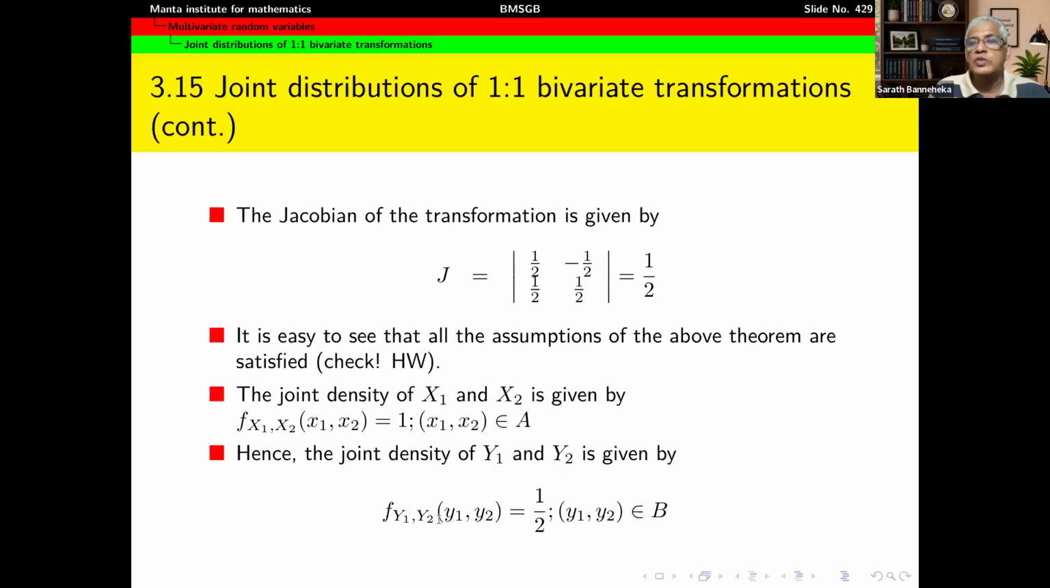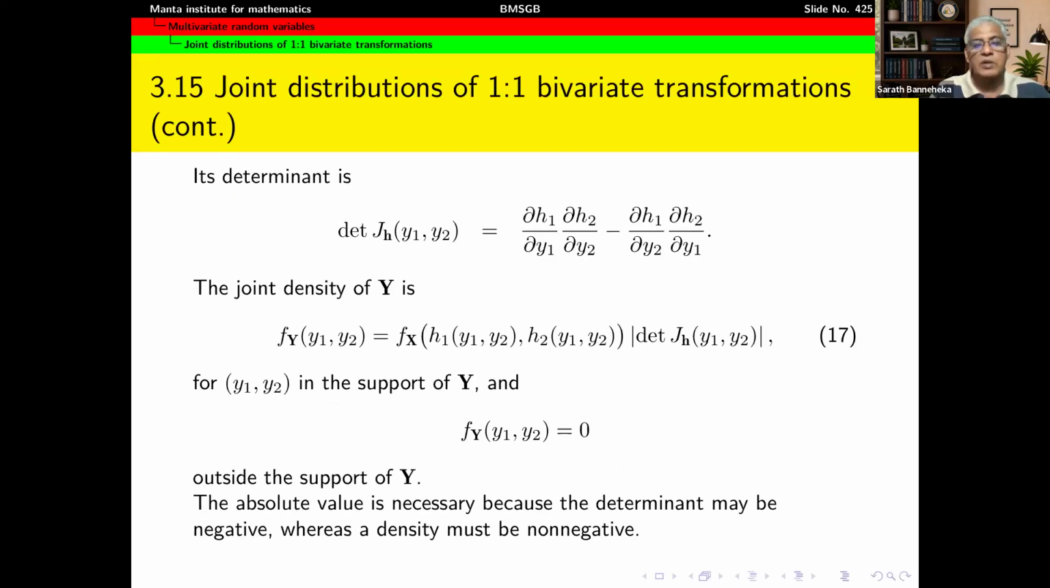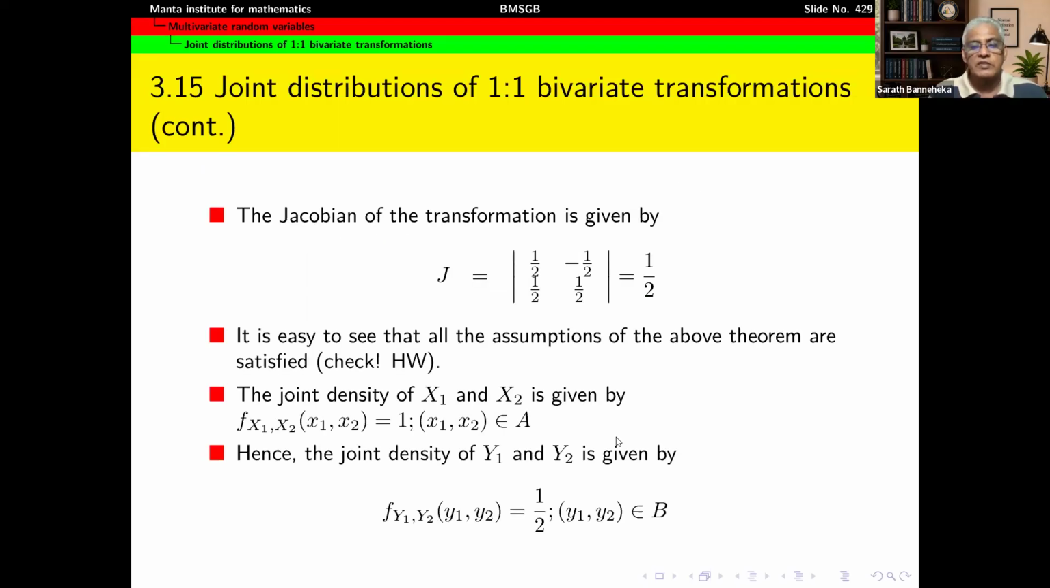Now, using the formula, we can say the joint density of y1, y2 for any simple y1, y2 in set B is 1 times, so we apply this formula. This part is 1 and then this one is half. So we get this expression. It's half. So it's also a constant.